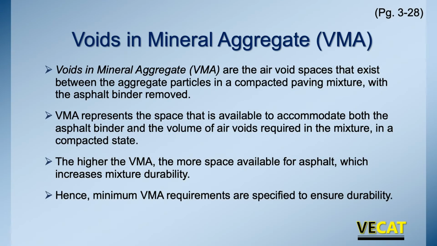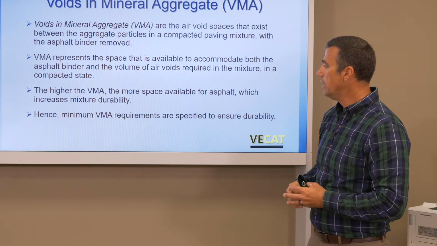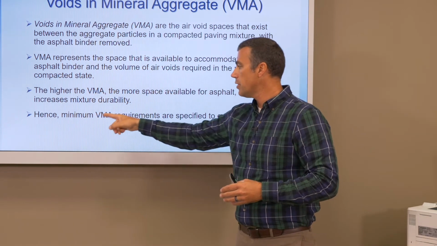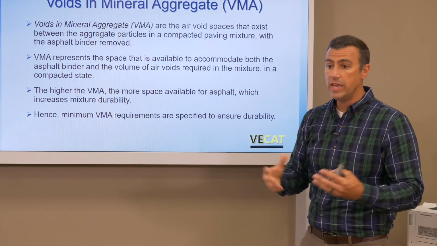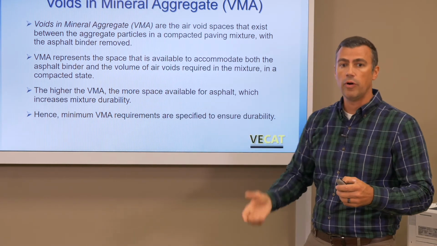It allows us space to put asphalt and to have some air voids left over. So VMA represents that space that's available to accommodate both the asphalt binder and whatever volume of air voids we're trying to obtain. The higher the VMA, the more space we have available for asphalt. That tends to increase durability. That helps us get more asphalt in for durability. So typically most specifications are going to require some minimum volume of VMA to make sure we can have enough asphalt in the mixture.